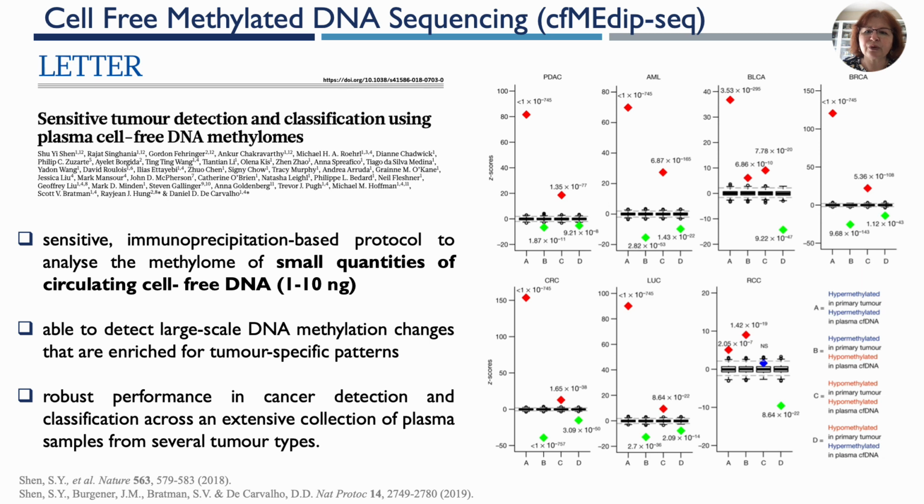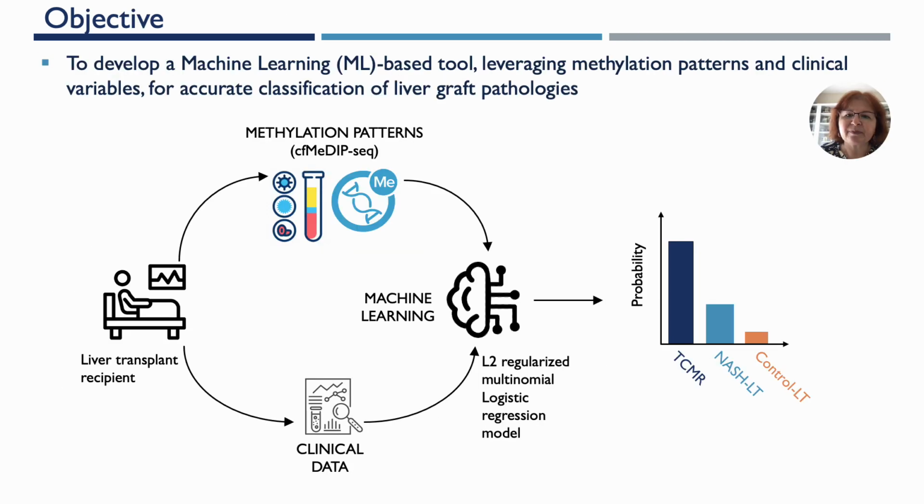A new innovative protocol, CFMeDIP-seq, looking at plasma cell-free DNA methylomes, was published by the Carvalho Group and collaborators. This is a sensitive protocol to analyze the methylome of small quantities of circulating cell-free DNA and is able to detect large-scale DNA methylation changes that are enriched for tumor-specific patterns as shown in this figure. So we aim to develop an ML-based tool leveraging methylation patterns and clinical variables for accurate classification of liver graft pathology.